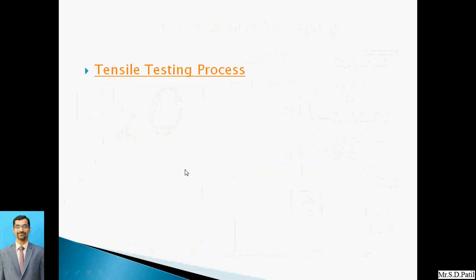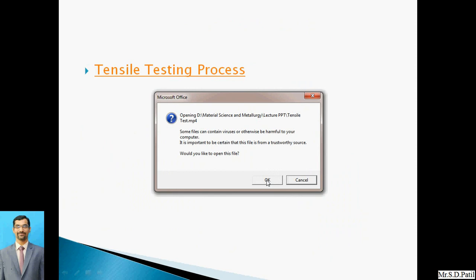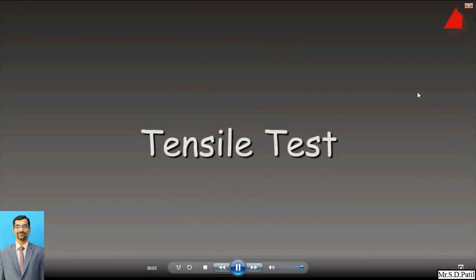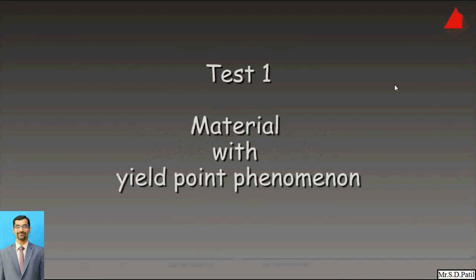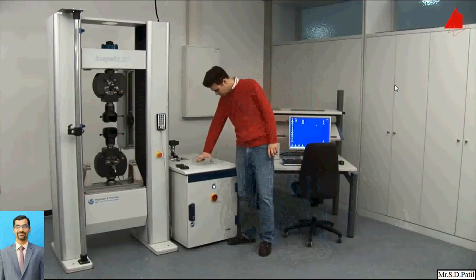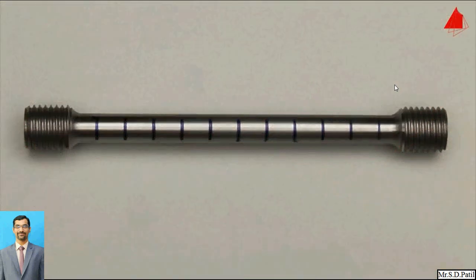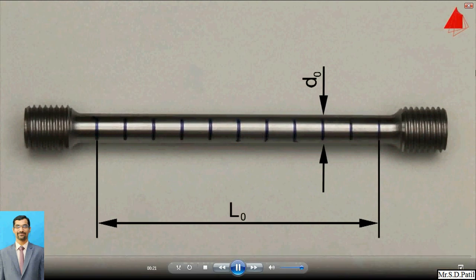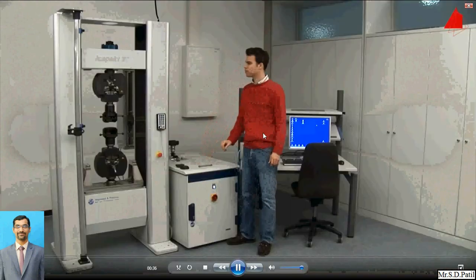Now in this slide, we will go through how the tensile testing is carried out. Watch this video carefully so you can understand how the tensile test is carried out. This is the tensile test with yield point phenomena. This is the UTM, an advanced UTM. Before that, this is the real specimen. In this specimen, these are the gripping areas. This is the gauge length L0. This is the diameter D0 for this specimen. These are the dimensions, and this is the actual length.